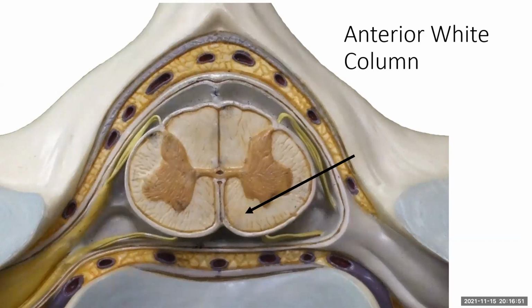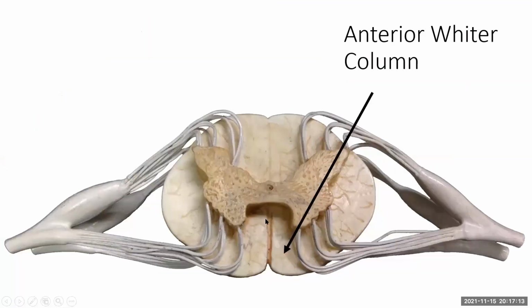And again, when we're talking about white column or gray, keep in mind what that tissue is made up of. If it's white, it's myelinated axons. That's simple. If it's gray, it's going to be made up of cell bodies, unmyelinated axons, some dendrites, even some glial cells. So you're going to see just a couple different structures here. And there's the anterior white column.